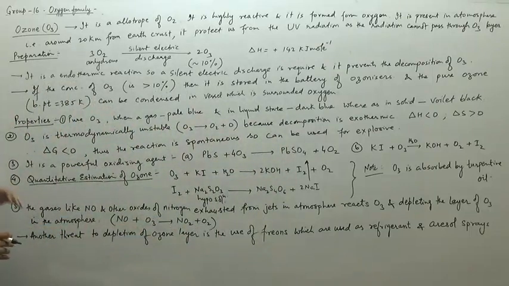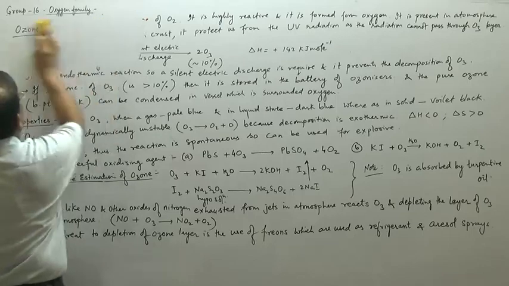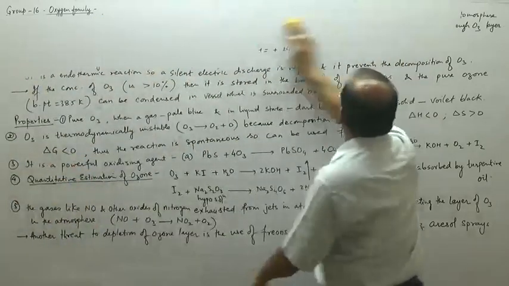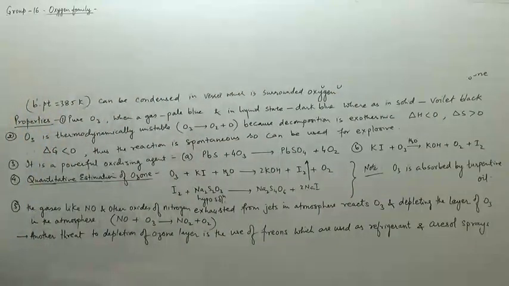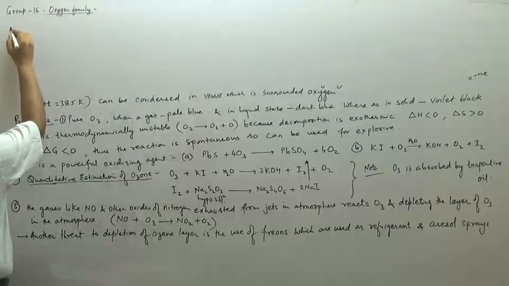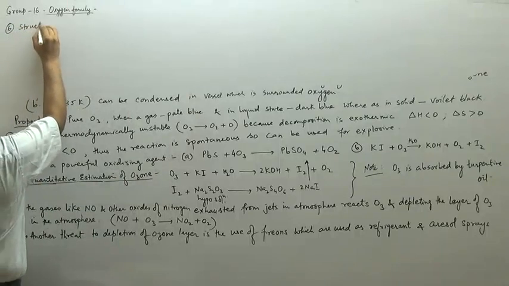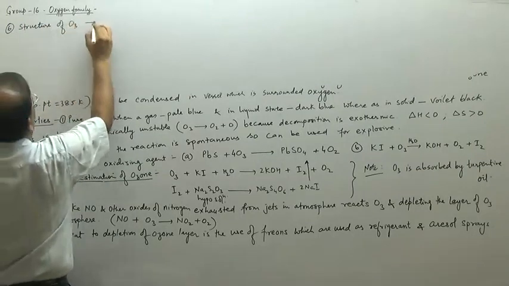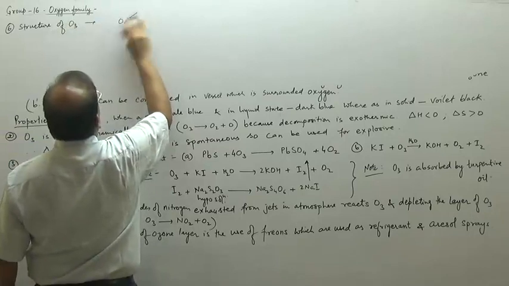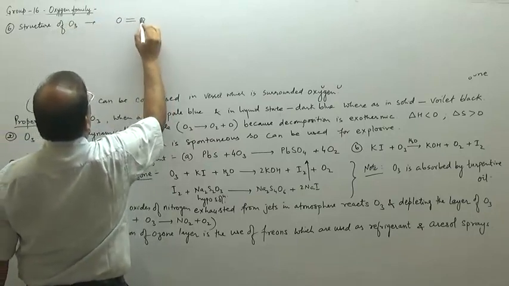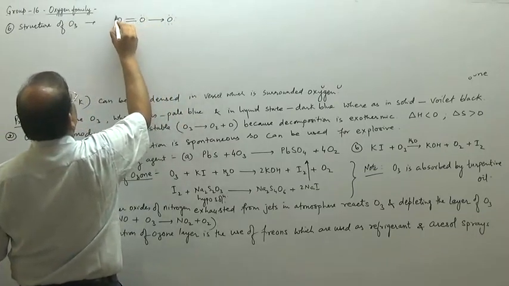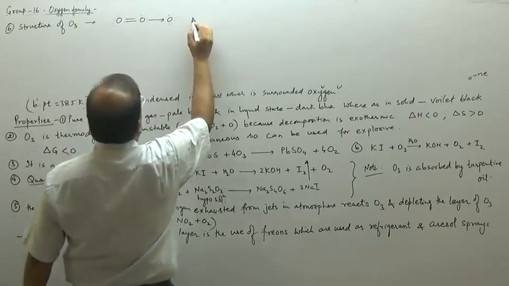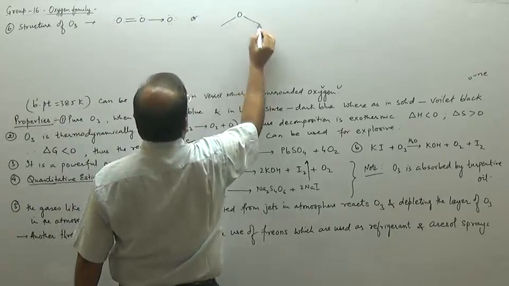Now if we talk about the structure of ozone, we can write it like this. Its structure will be like this: a double bond to O, and you can write a coordinate bond like this. That is the structure of ozone. Or you can also write it like this.